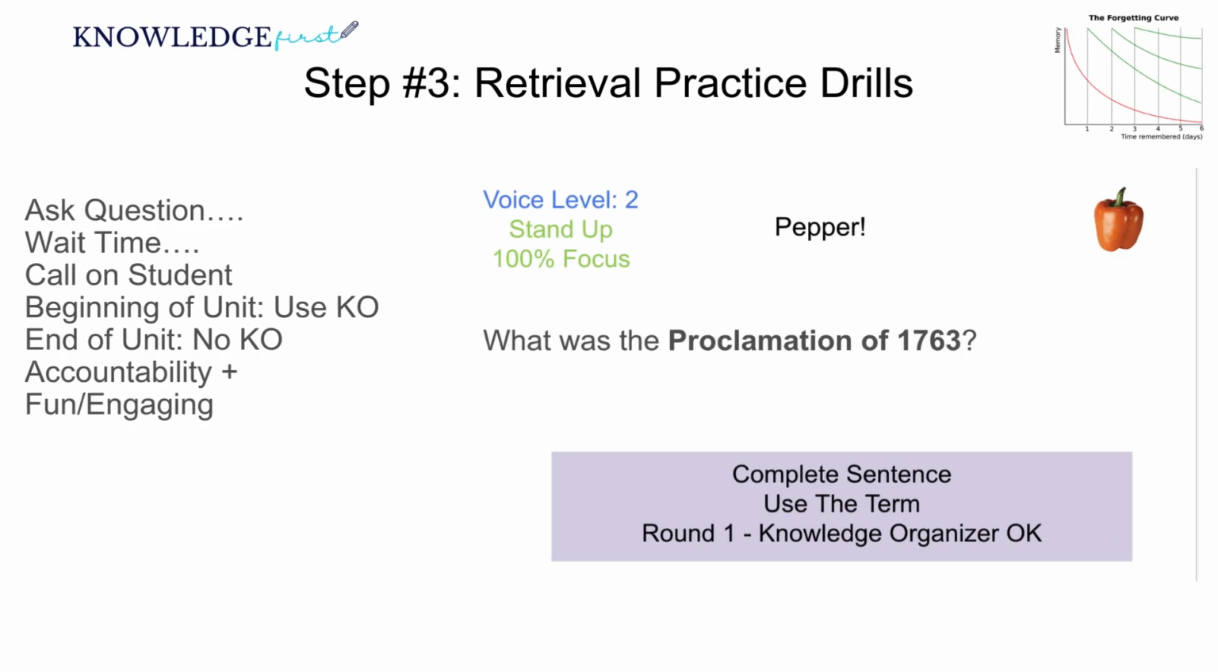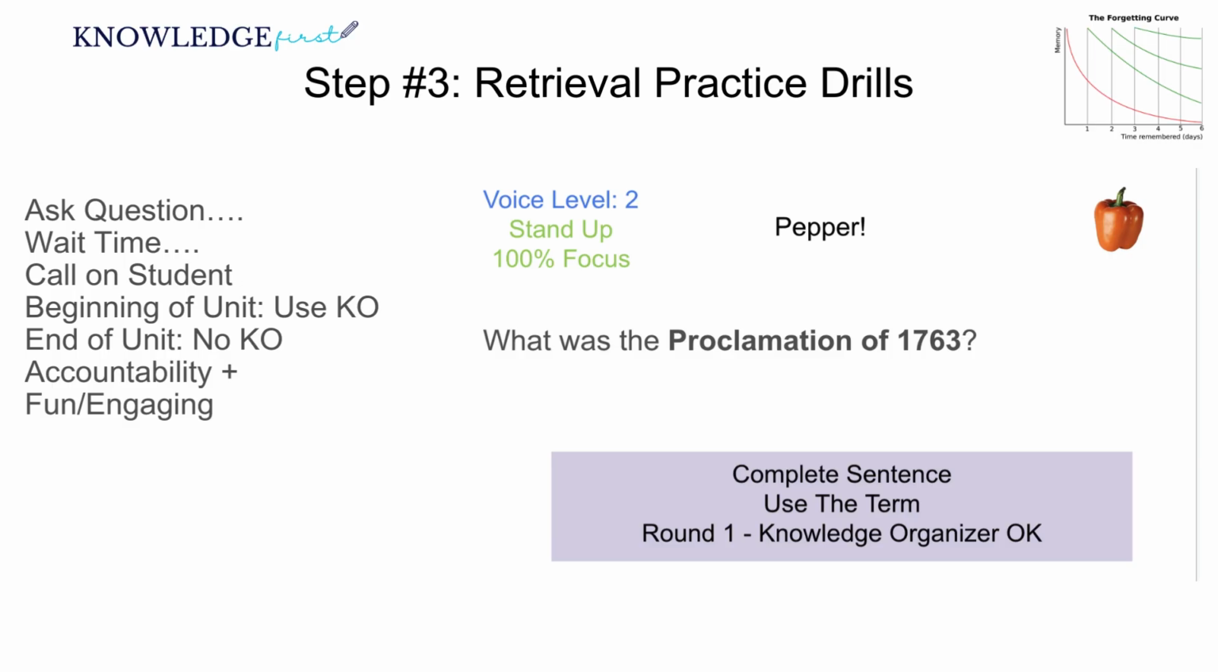Step number 3, retrieval practice drills. Oral drills such as Pepper are a powerful, fast-paced way to incorporate retrieval practice in the classroom. Ask students to stand up with their knowledge organizers in hand. Then follow these steps. Pose a question on the board and read it aloud. Wait so that all students have time to think about the question and formulate an answer in their minds.